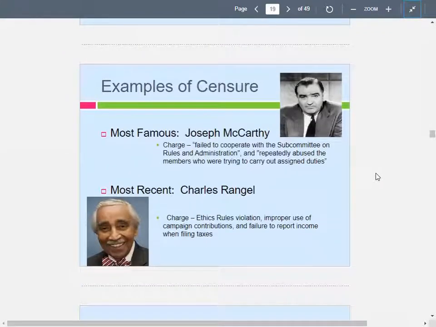Some examples of censure were Joseph McCarthy in the 1950s. His charge was that he failed to cooperate with the subcommittee on rules and administration, and he repeatedly abused the members who were trying to carry out their assigned duties. And then the most recent is Charles Rangel. His charge was an ethics rules violation, an improper use of campaign contributions, and failure to report income when filing taxes.